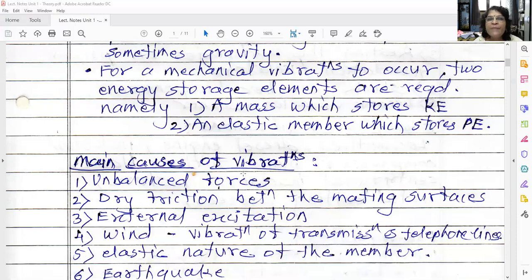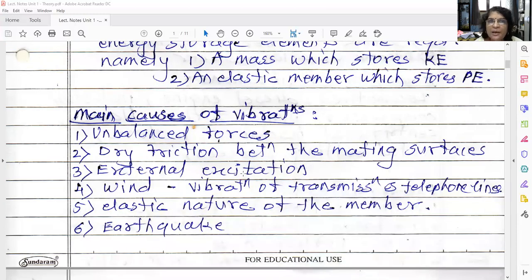Now, what are the main causes of vibration? The main cause is unbalanced force. Any rotary element or reciprocating element is subjected to vibrations because of unbalanced forces. So it is very necessary that before we use these objects or elements, they should be perfectly balanced. Otherwise, vibrations will be there.